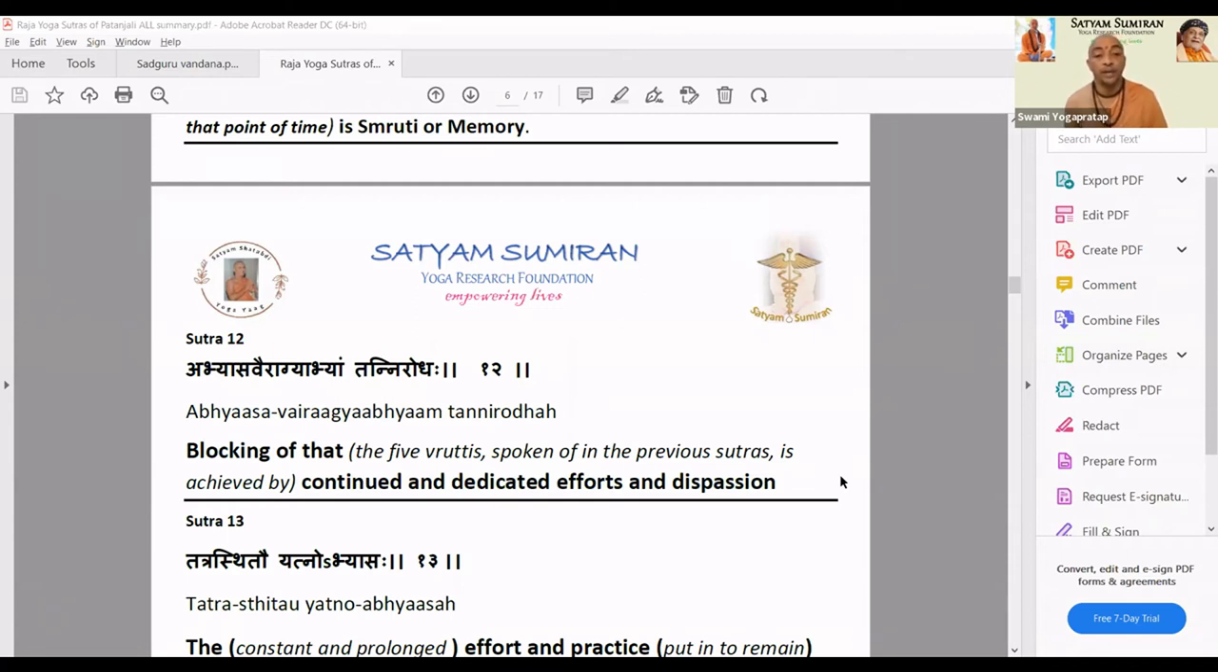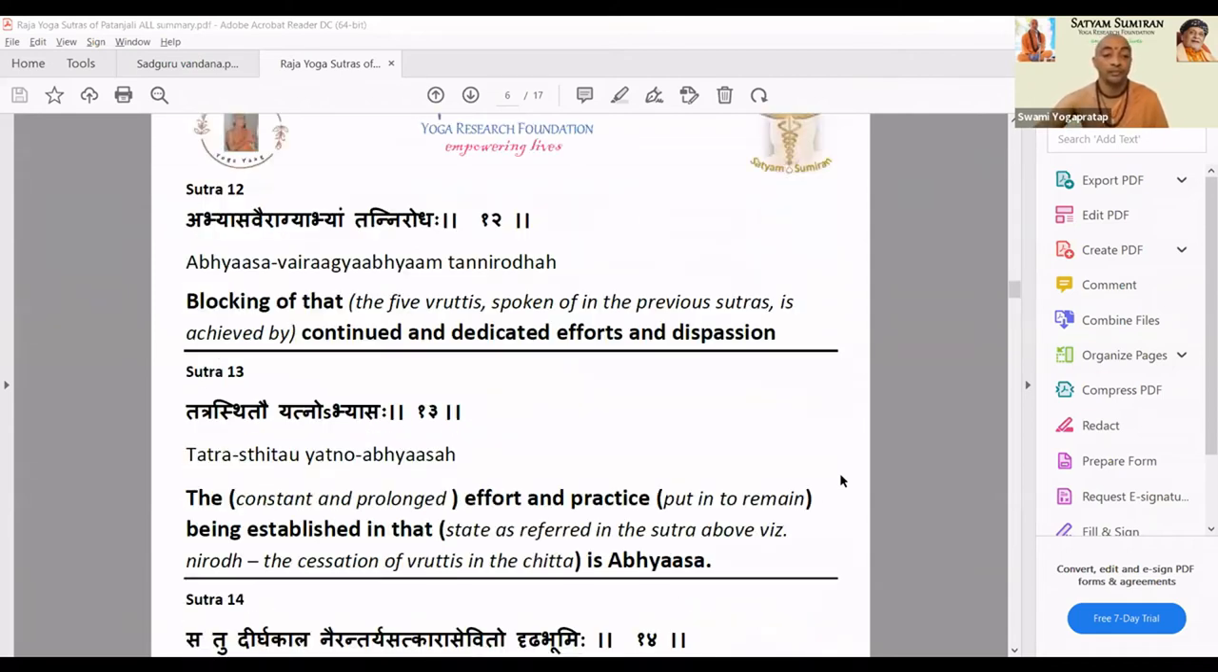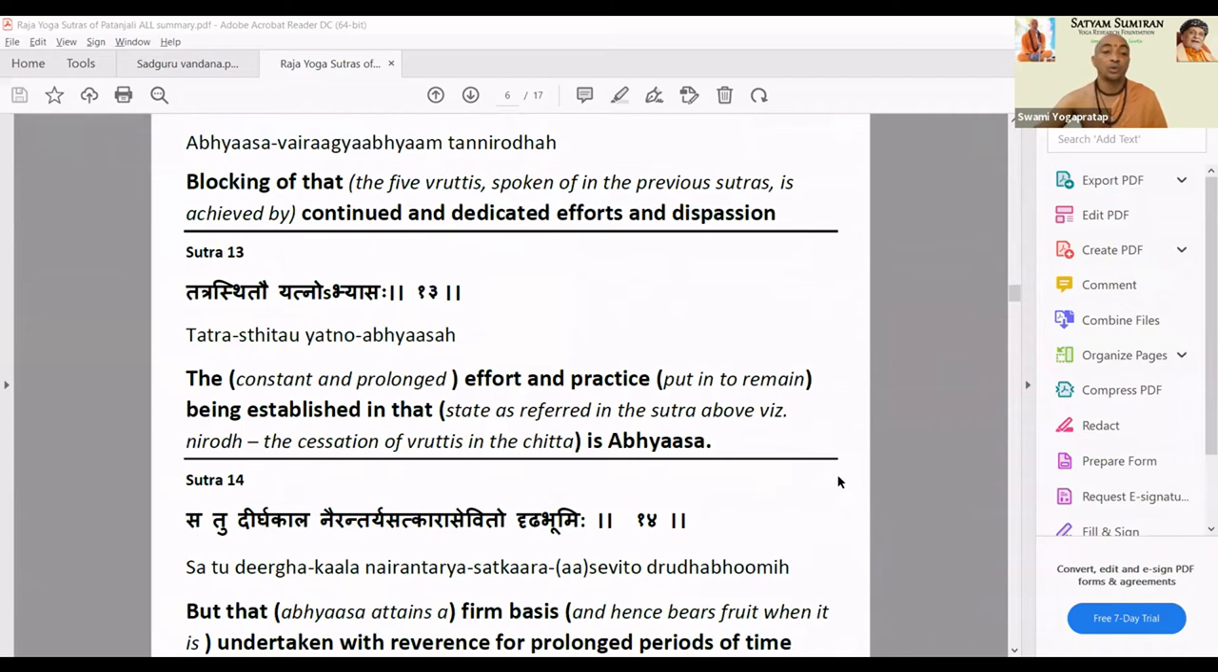Abhyasa vairagya abhyam tan nirodhaha. Blocking of these 5 vrittis can be achieved by continued and dedicated effort and dispassion. Abhyasa and vairagya. Tatra sthitau yatno abhyasaha. What is abhyasa? The constant and prolonged effort and practice put in to remain established in that state is abhyasa.